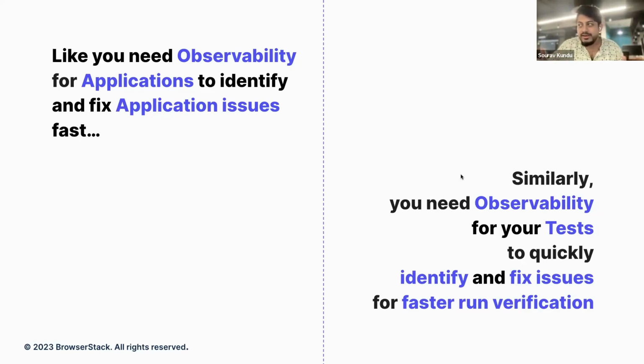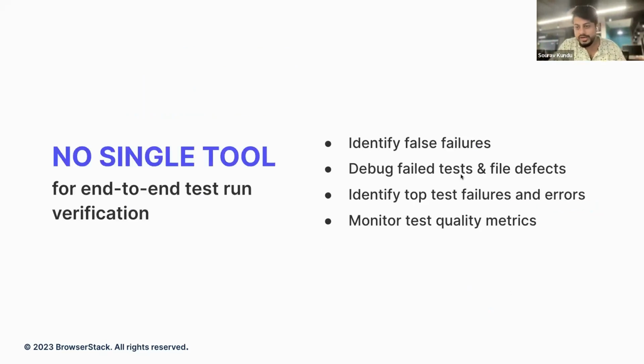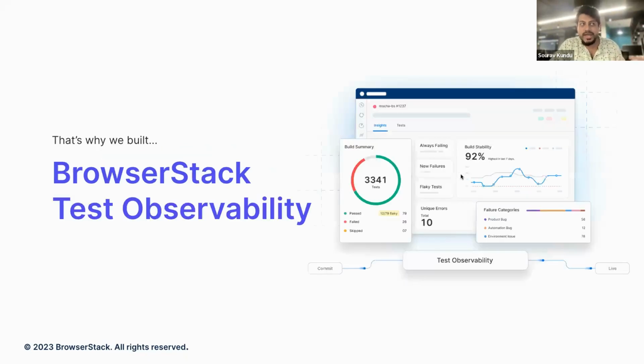Is the quality even improving or not, right? And when we looked around in the market, is there a tool that does all these four things? And we did not find any. And that's basically the reason why we built BrowserStack Test Observability, which we'll be talking about, right?